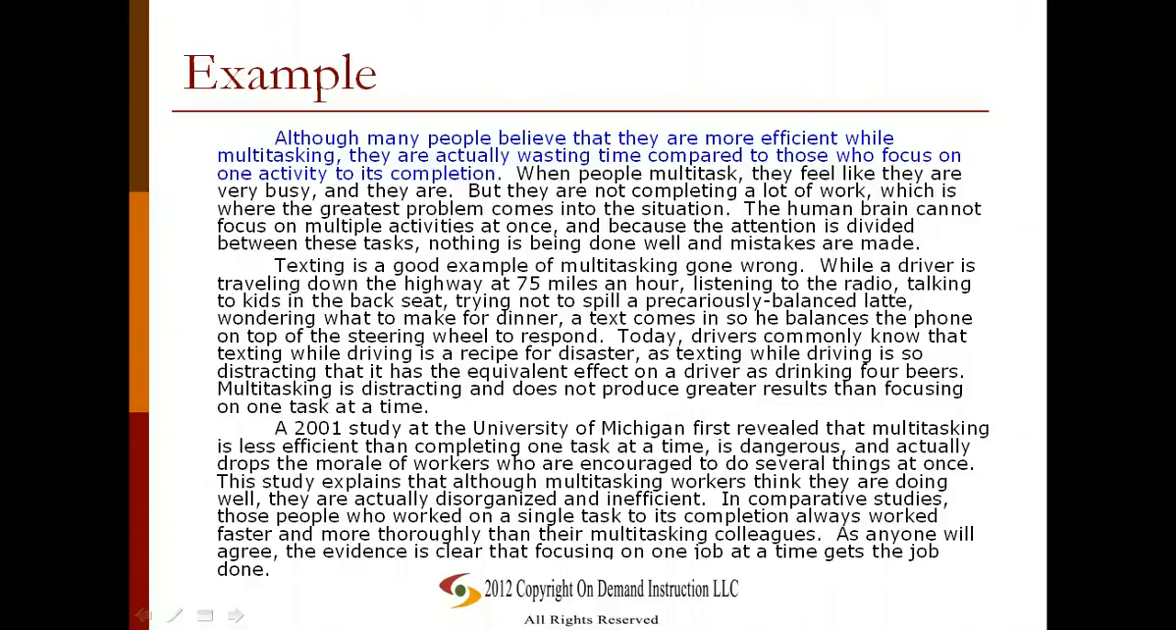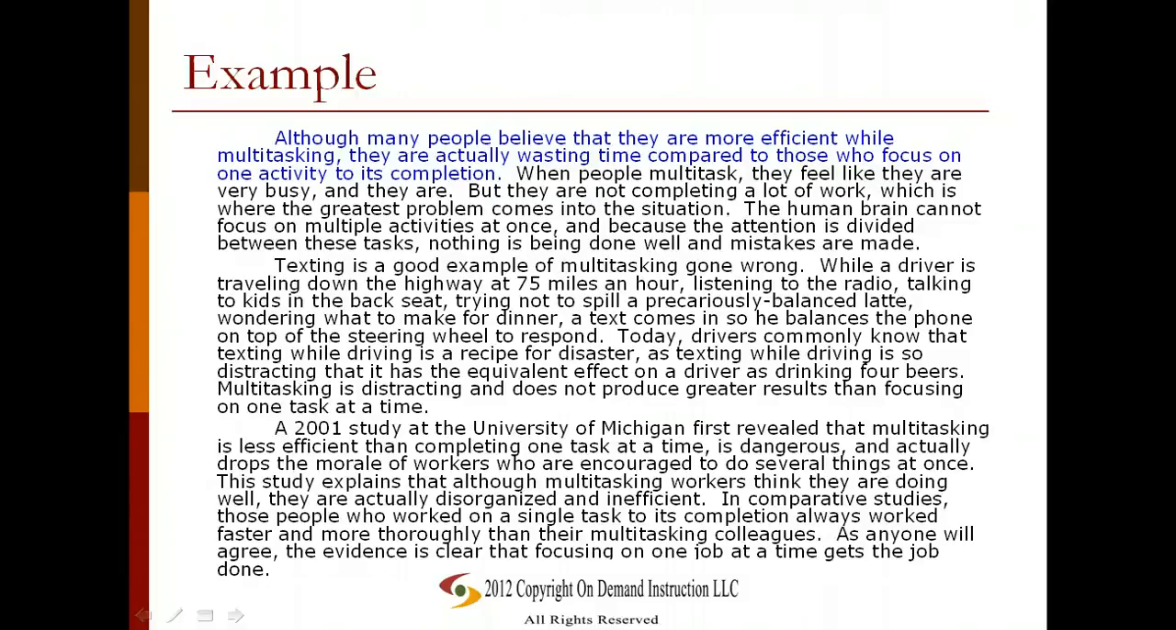But they are not completing a lot of work, which is where the greatest problem comes into the situation. The human brain cannot focus on multiple activities at once, and because the attention is divided between these tasks, nothing is being done well and mistakes are made. Texting is a good example of multitasking gone wrong. While a driver is traveling down the highway at 75 miles an hour, listening to the radio, talking to the kids in the back seat, trying not to spill a precariously balanced latte, wondering what to make for dinner, a text comes in, and so he balances the phone on top of the steering wheel to respond. Today, drivers commonly know that texting while driving is a recipe for disaster, as texting while driving is so distracting that it has the equivalent effect on a driver as drinking 4 beers.